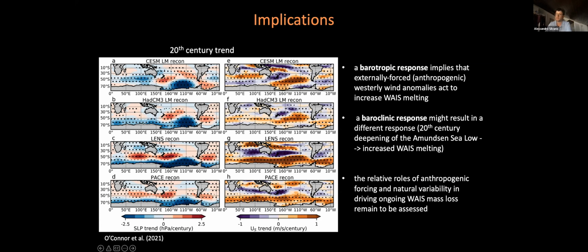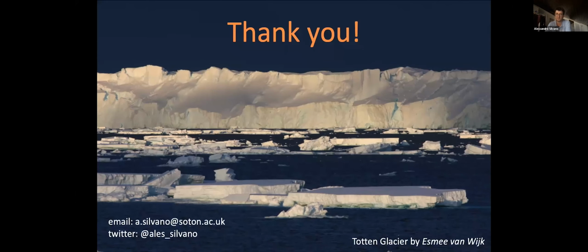It will be very important to understand which mechanism dominates. At present, we probably don't know. And therefore, the question of whether the mass loss of the West Antarctic ice sheet during the 20th century is anthropogenic or not is still open, in my opinion. Okay, thank you.